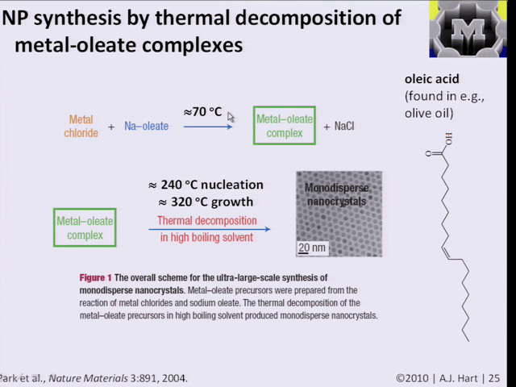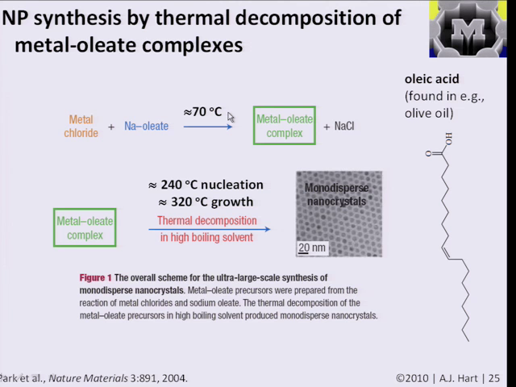Then they take this metal oleate complex, the salt precipitates so they can separate out the salt, and they can heat it up in a controlled fashion. They observe a nucleation event happening, in the case of the chemicals they're using, at about 240 C, and a growth event happening at about 320 C, and wow, in the end they get very highly monodisperse nanoparticles. It's the ability to separate these two events that makes the process give a very highly monodisperse result.